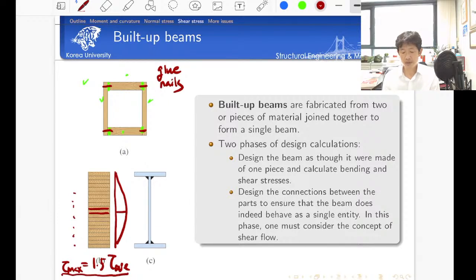Let's consider the third example. This is a built-up I-shaped section made by welding. We have three different plates, and we weld them together to build a big I-shaped section. So this is called welding, 용접.